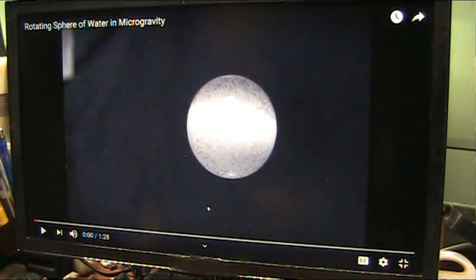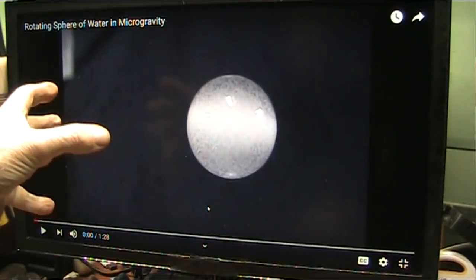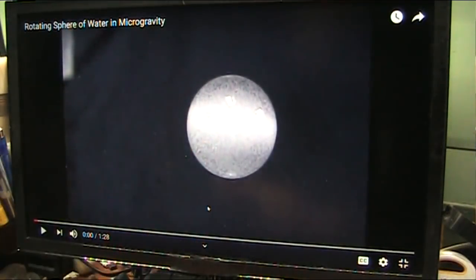Okay, now this is on the space station, and they are spinning water in microgravity. There's no gravity here to speak of. So what will happen to that water when it spins in this condition? Now, and this is on the space station, it's in space.